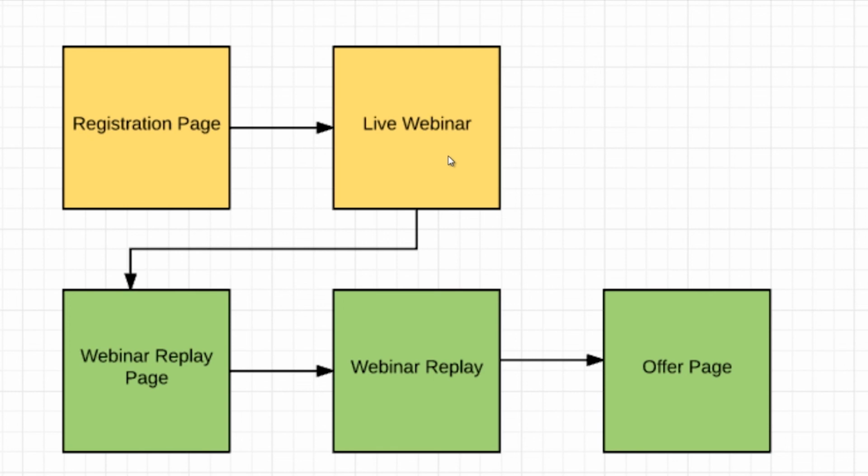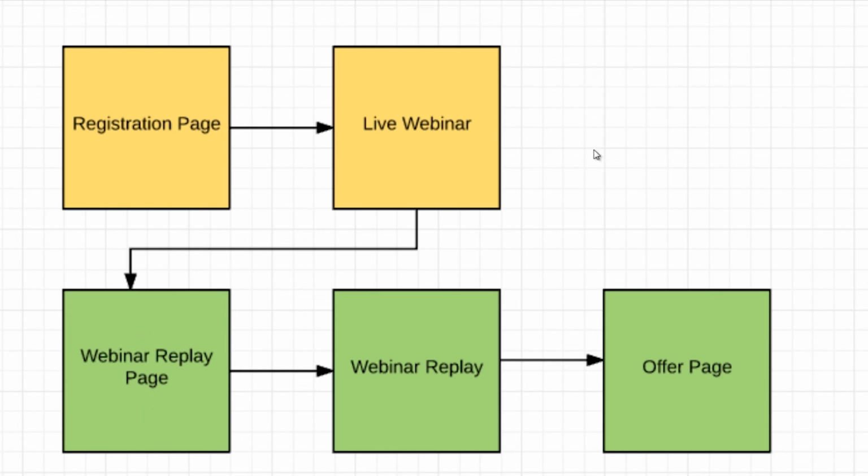Once you've recorded that webinar and you want to start an evergreen webinar process, meaning you're producing an automated money-making machine, that's the green part. The green part here is the webinar replay page. You're going to upload your webinar to YouTube or Vimeo, place it on a page, and then it's over here. And of course, this registration page right here is going to turn into a webinar replay page.